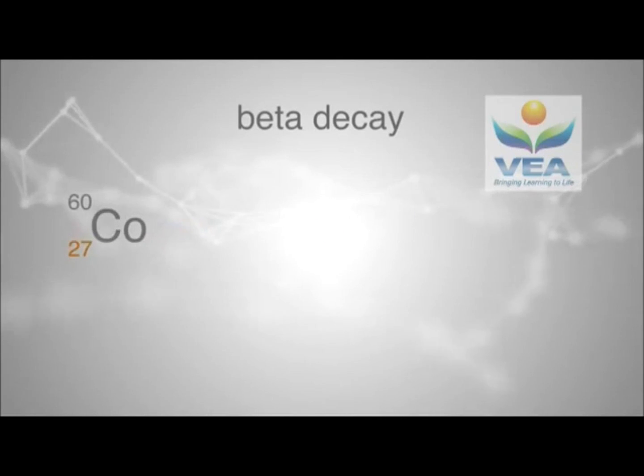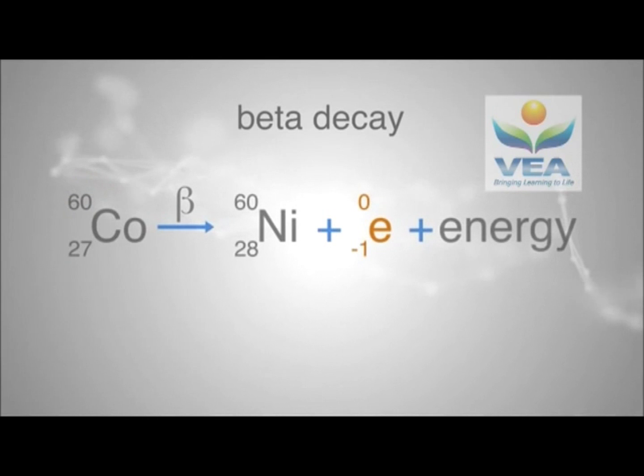Cobalt-60, with 27 protons and 33 neutrons, a total of 60 nucleons, emits a beta particle, or electron, and the daughter nucleus is nickel-60, with 28 protons and 1 less neutron. The total number of nucleons remains unchanged.